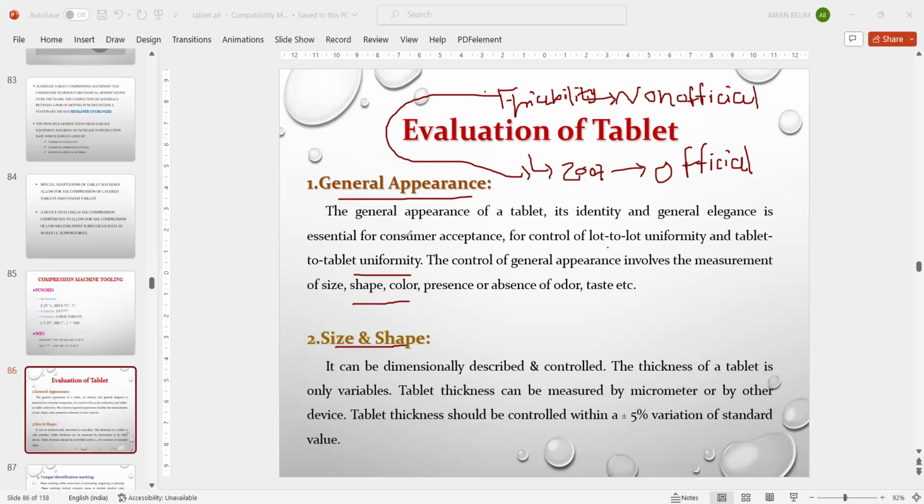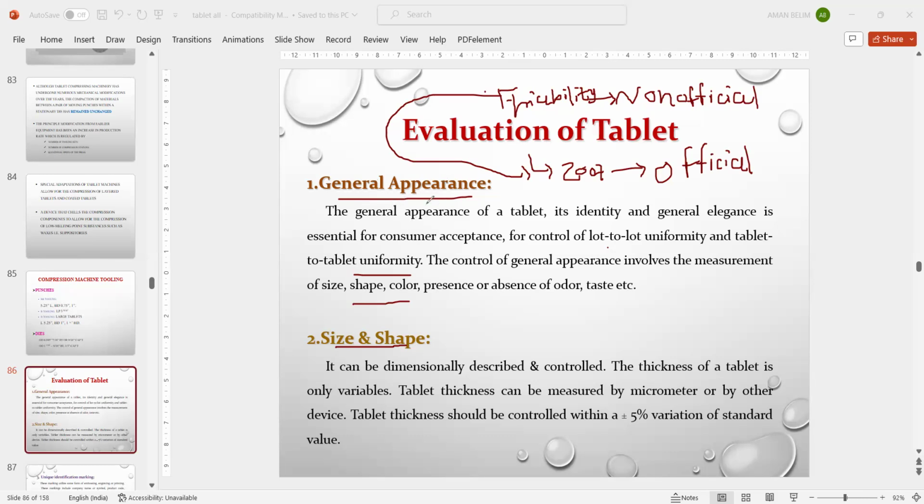That includes dissolution, disintegration, then the assay, that is weight variation, and then content uniformity. Content uniformity involves the assay value of the drug and how much amount is present. Its purity is also important, right? So these are all covered under the official test.